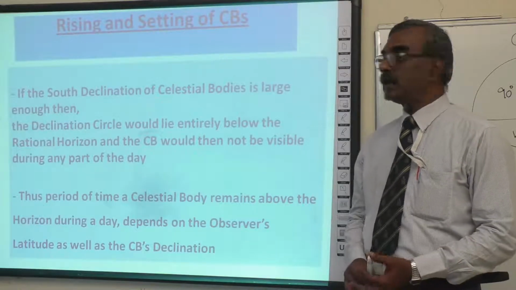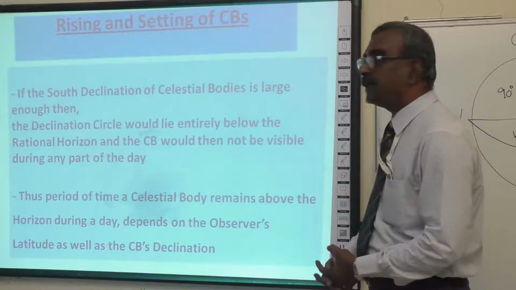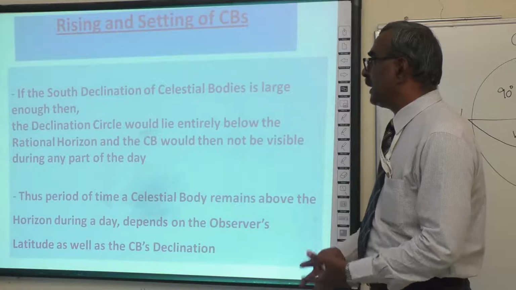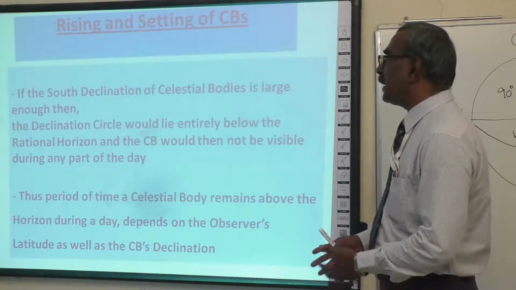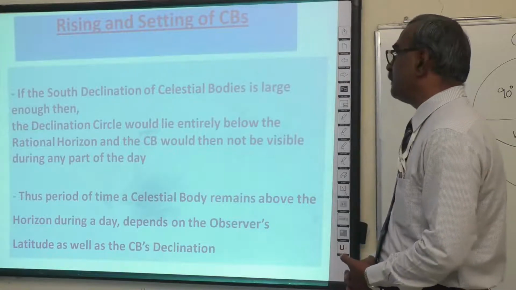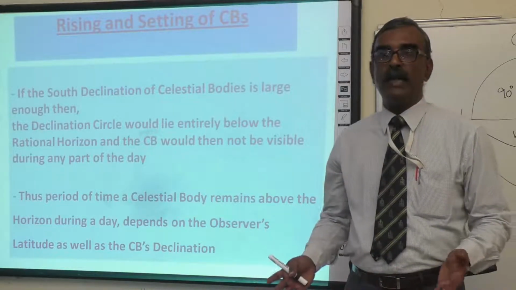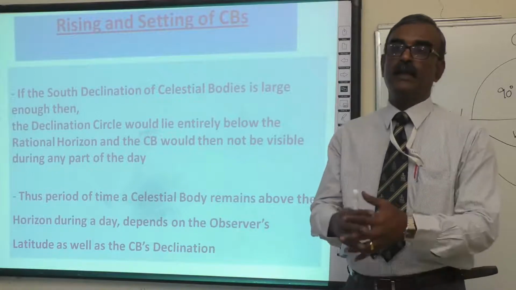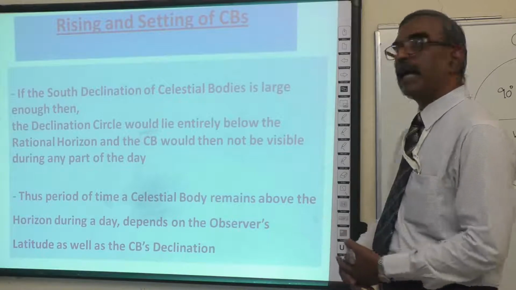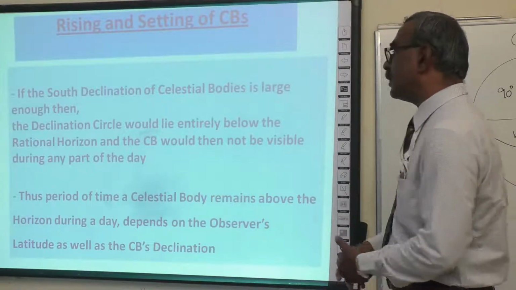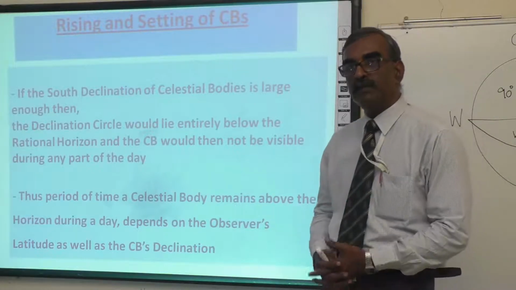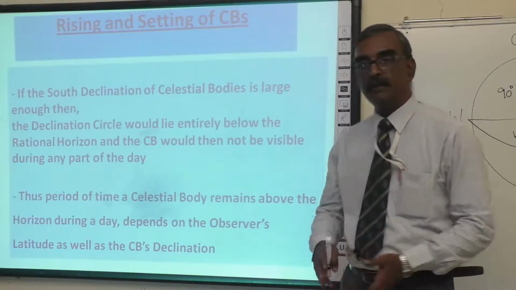If the south declination of a celestial body is large enough, if it is more than the latitude, the declination circle would lie entirely below the rational horizon and the celestial body would not be visible during any part of the day to the observer who is in the northern hemisphere or having north latitude. The period of time a celestial body would remain above the horizon during a day depends on the observer's latitude as well as the celestial body's declination.